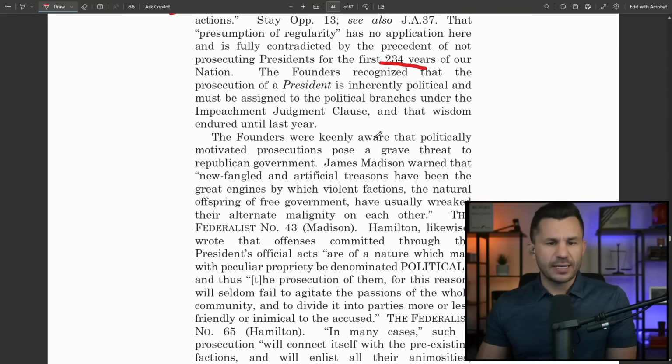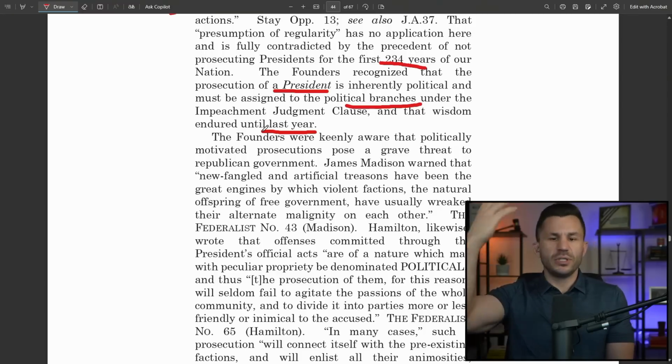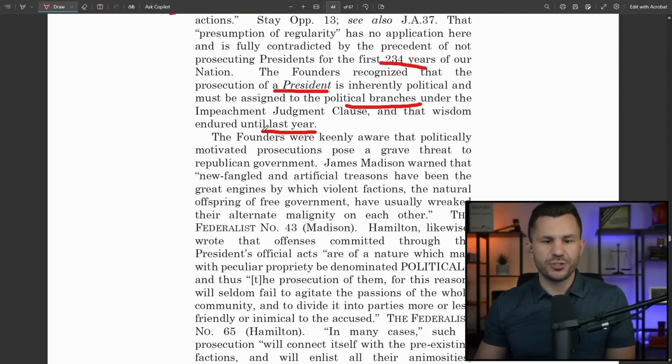The founders recognized that the prosecution of a president is inherently political, and it must be assigned to the political branches under the Impeachment Judgment Clause. And that wisdom endured all throughout our country until last year. It's a sick thing, isn't it? A political attack should be brought in the political branches, not by Jack Smith.